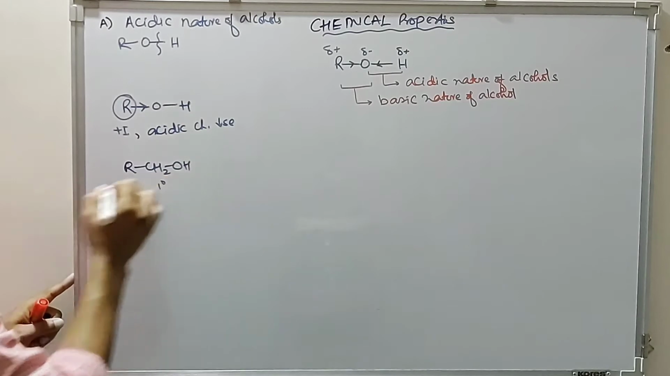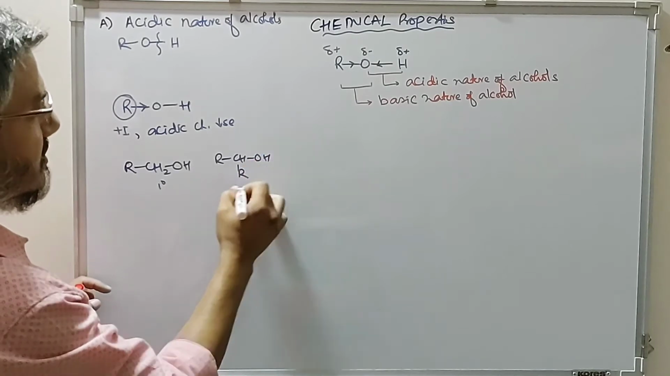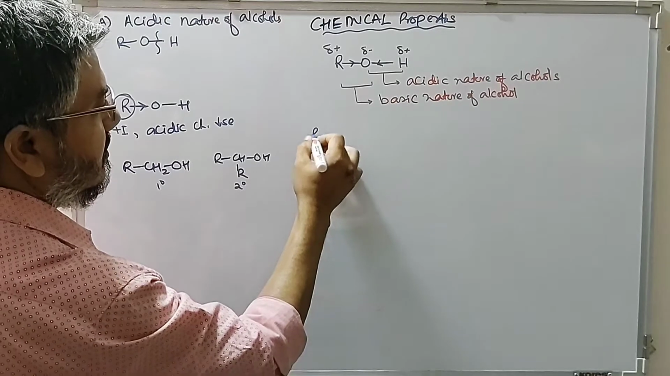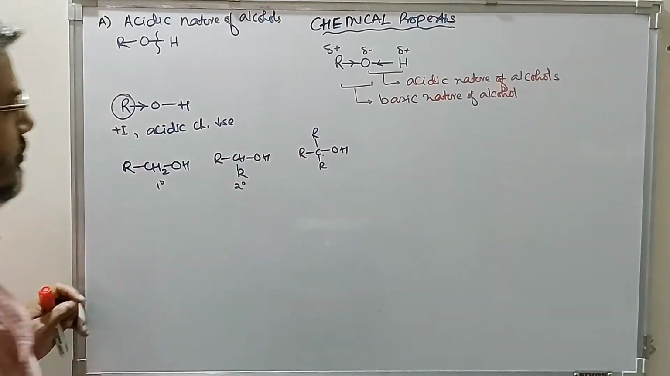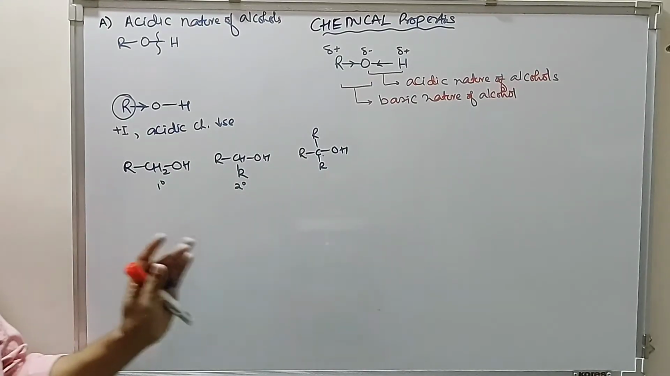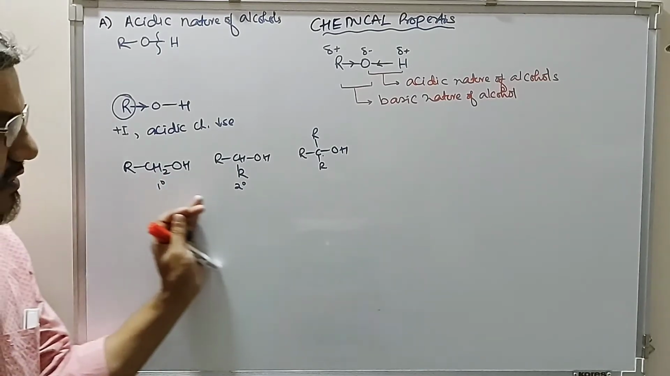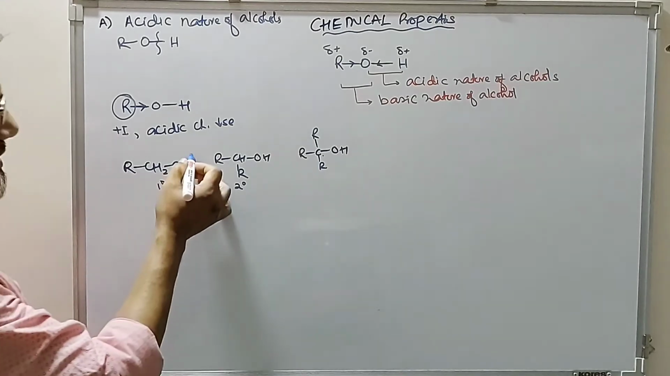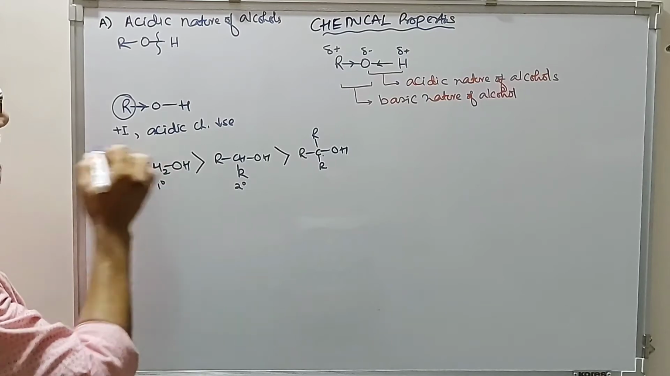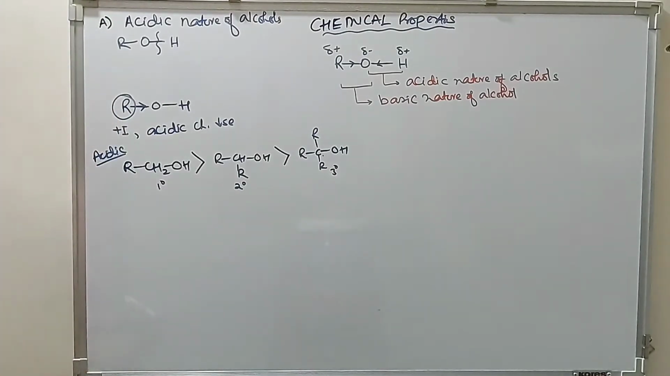So when we look at RCH2OH, that is primary, RCHROH, that is secondary, and R3COH, that is tertiary: as the number of alkyl groups on the carbon bearing oxygen increases, the electron releasing character increases. As the electron releasing character increases, the acidic character of alcohols decreases. So this is the acidic nature of alcohol. Primary alcohol is the most acidic, tertiary alcohol is the least acidic.